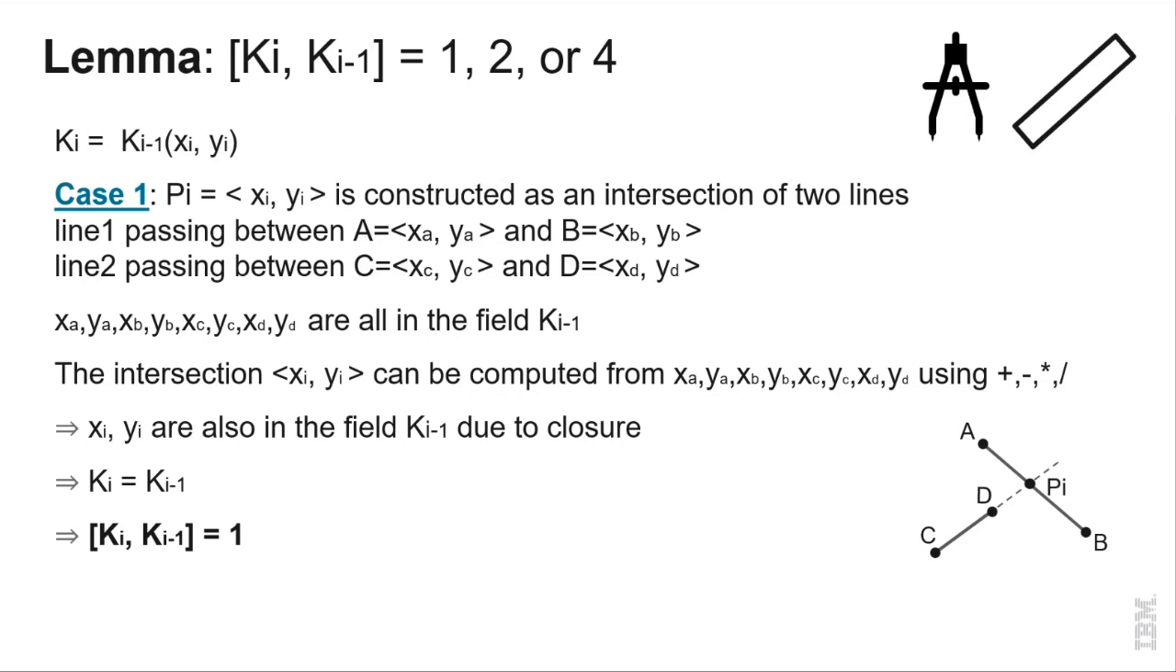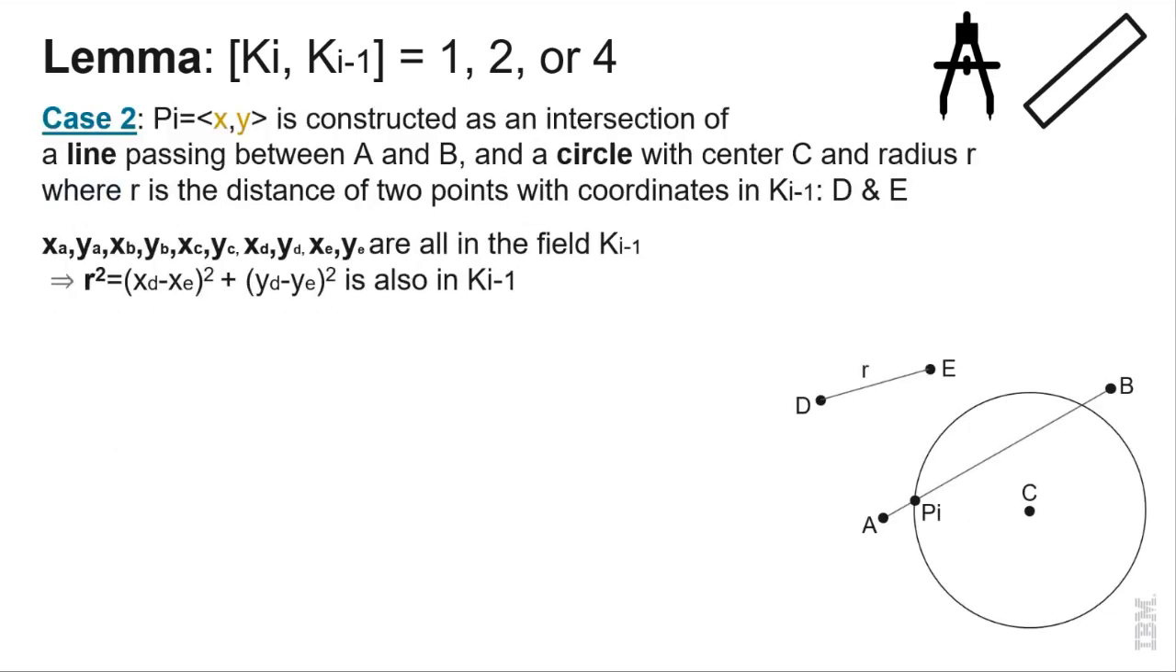In other words, K_{i-1} is good enough. It already contains the intersecting point, and you don't have to add anything to get K_i. And when this happens, the dimension of K_i over K_{i-1} is just 1, because it's just one coefficient. Okay, so we proved the lemma for this case. It just happened to be 1, and 1 is 1, 2, or 4.